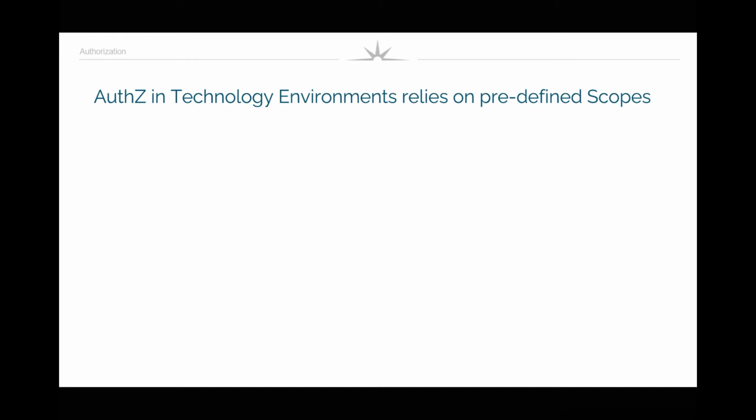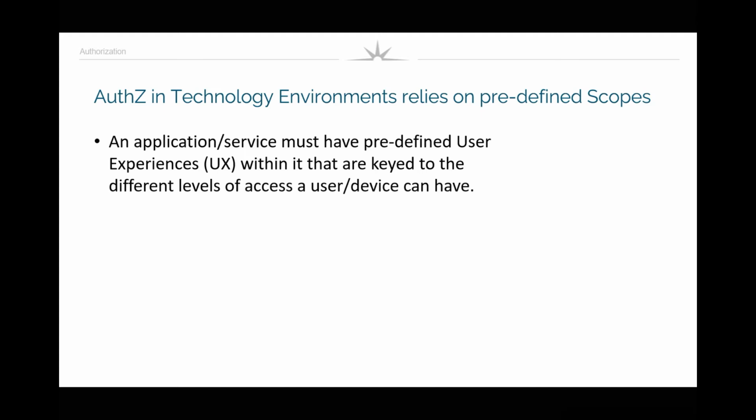So now, extending the authorization concept to technology environments, authorization typically relies on predefining your scopes and permissions in both the end-user facing service that an identity is trying to access and actually do something in, as well as defining it within the identity provider or on the authorization server level.